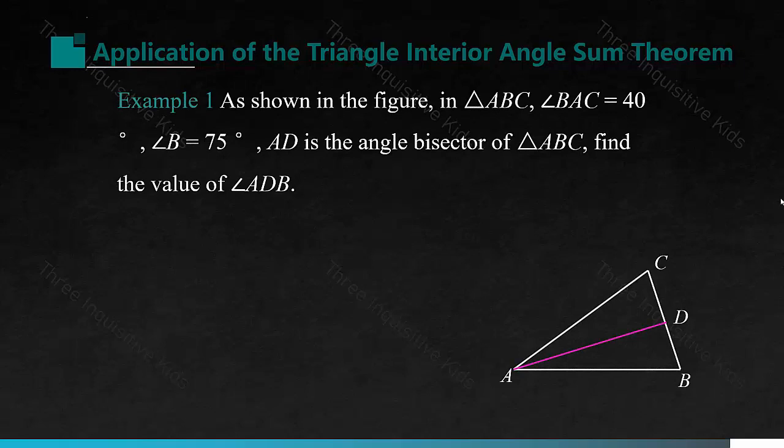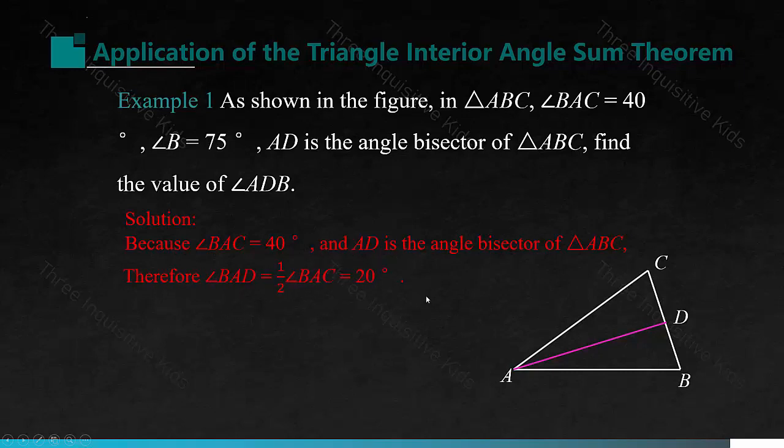Example 1. As shown in the figure, in triangle ABC, angle BAC is equal to 40 degrees, angle B is 75 degrees, and AD is the angle bisector of triangle ABC. Find the value of angle ADB. Because angle BAC equals 40 degrees and AD is the angle bisector of triangle ABC, then angle BAD would be half of angle BAC, which would be 20 degrees.